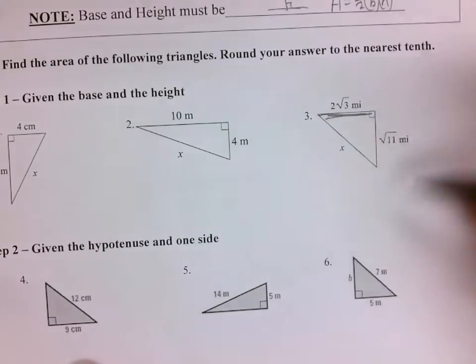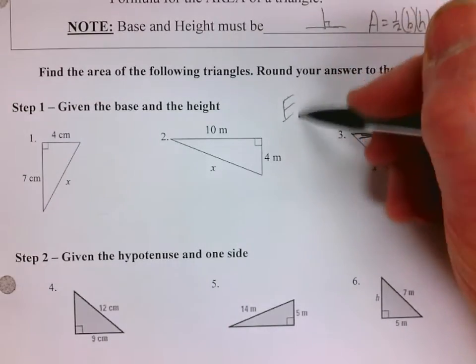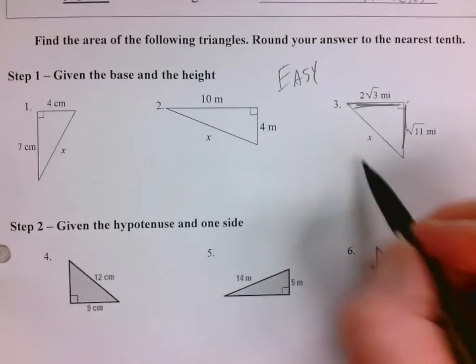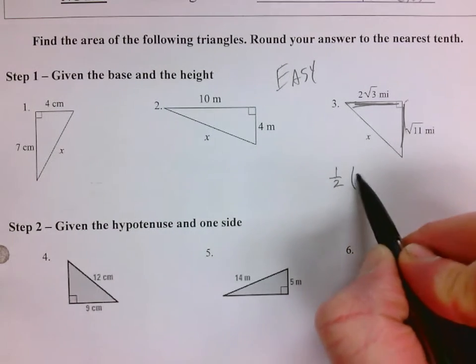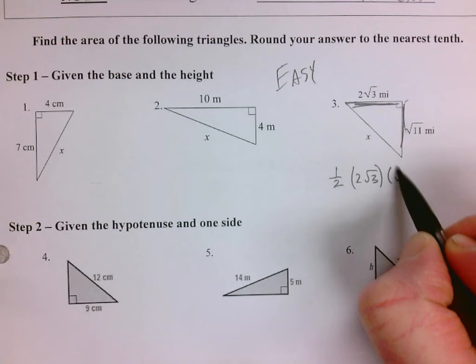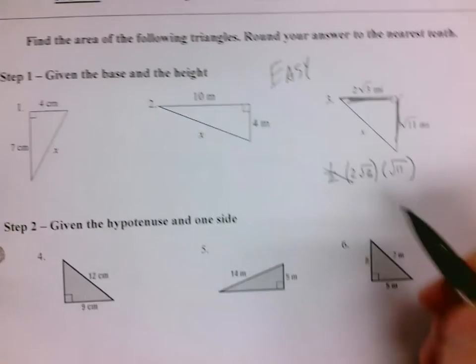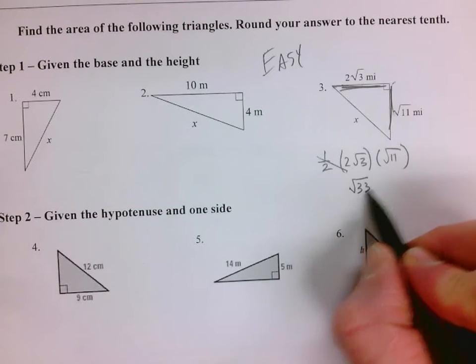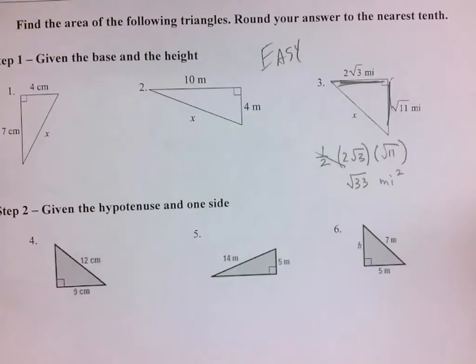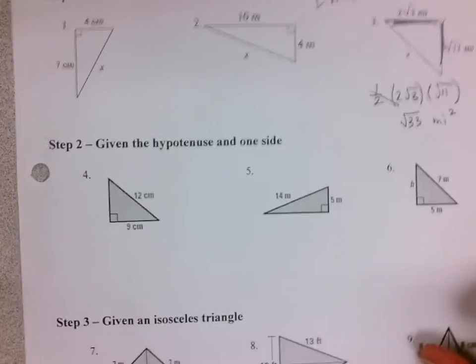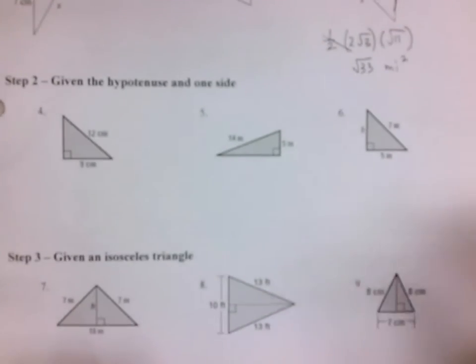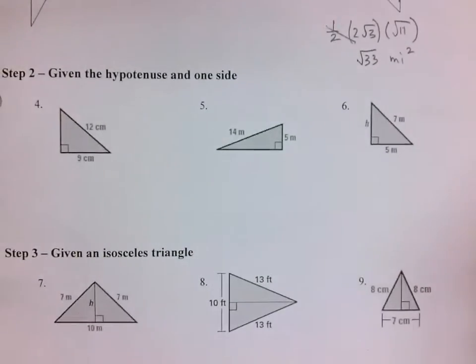This is the easy version. We know the base and height because the base and height in a right triangle are always the legs. 1/2 base times height. You can use a calculator, but 1/2 times 2 is 1. This ends up being radical 33 miles squared. You can do the decimal on your calculator, that's fine with me. You need to ask your teacher if they want a decimal or not.